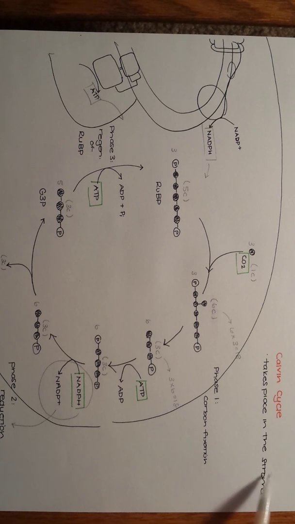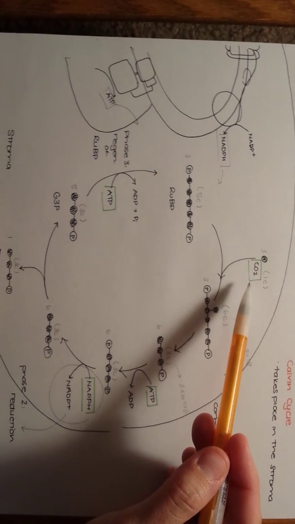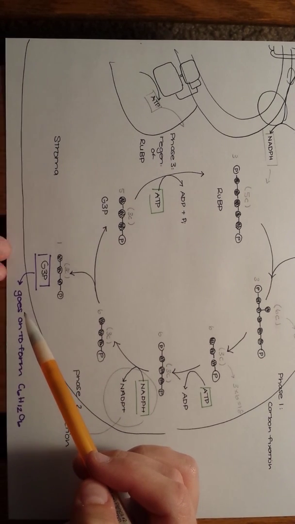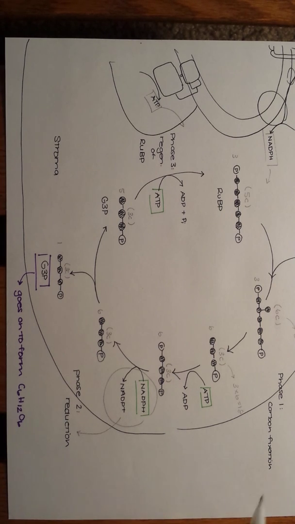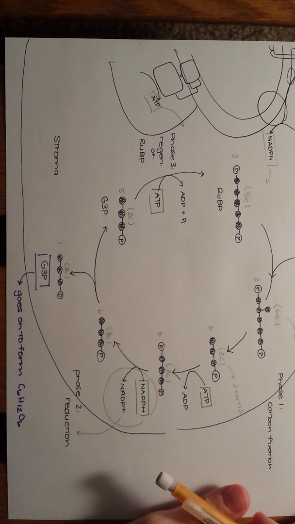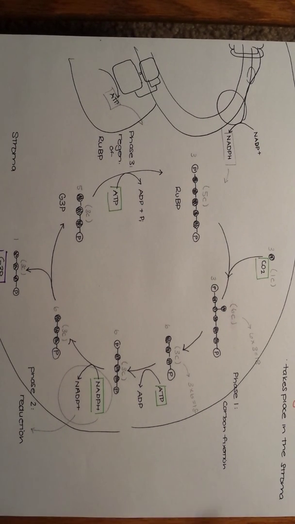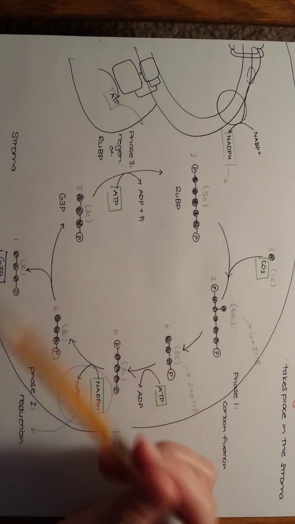So again, this takes place in the stroma of the chloroplast. And you can see we have carbon dioxide coming in. That's another one of our reactants in photosynthesis. And we have G3P coming out. And then I did put a note here that, remember, this goes on to form C6H12O6 or glucose, so that then we can use that in cell resp. Okay, so there are technically 3 different phases to the Calvin cycle: carbon fixation, reduction, and regeneration of RuBP.